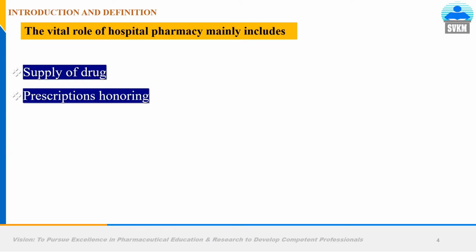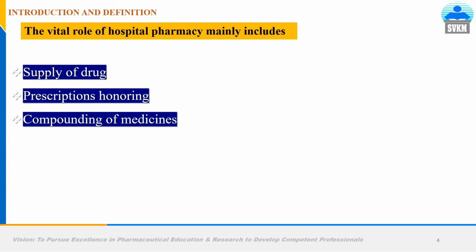The next function of the hospital pharmacy is prescription honoring. This is a newer, modern pharmacy concept that the pharmacy department abides by. They have to make sure there is 100% prescription honoring, meaning there should never be unavailability of any drug, especially drugs that come under the category of essential drugs. It is a responsibility and one of the important functions of the hospital pharmacy: 100% prescription honoring without interruption in supply.